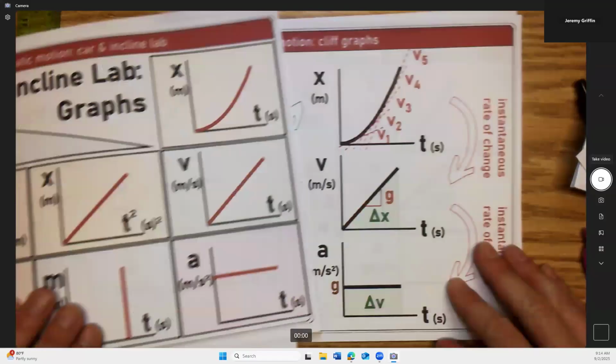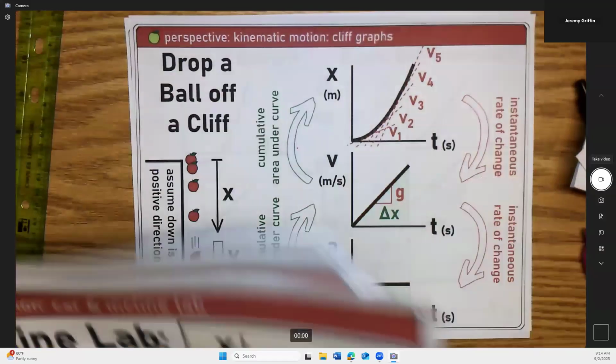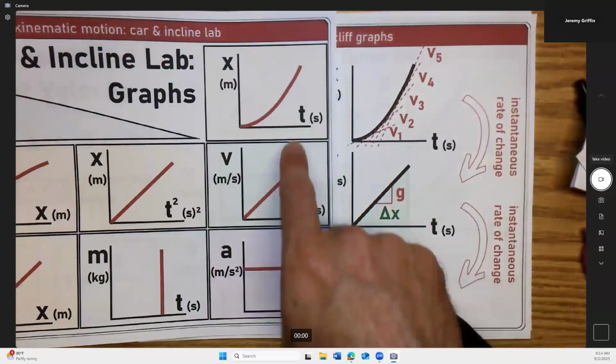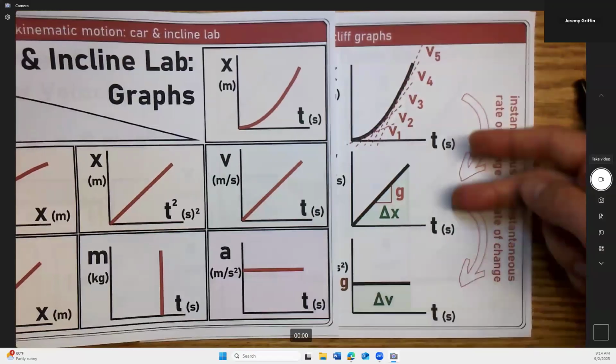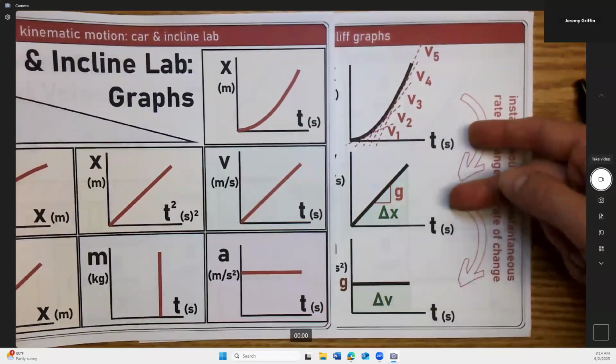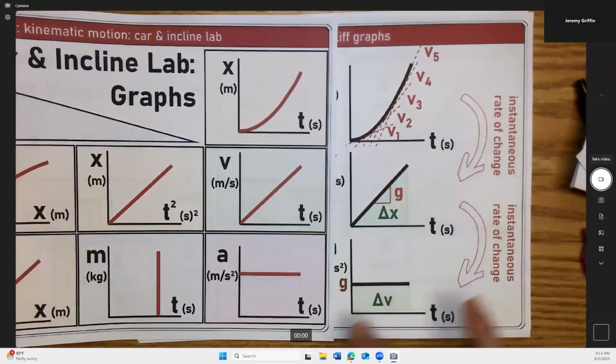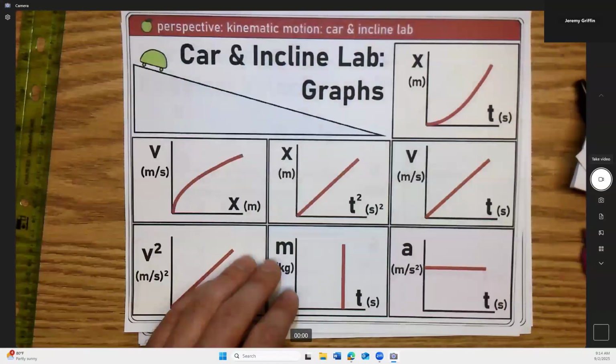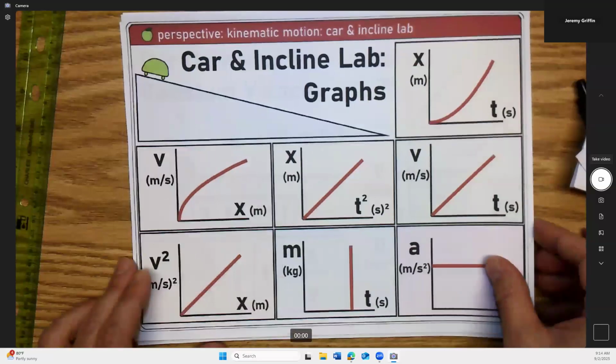Remember, here's dropping the ball off the cliff. You guys remember these? Here's x versus t, v versus t, straight from your lab. You see that they look the same in shape? And then if you throw in acceleration versus time, it'd be somewhat constant. So you get the car versus incline graphs?